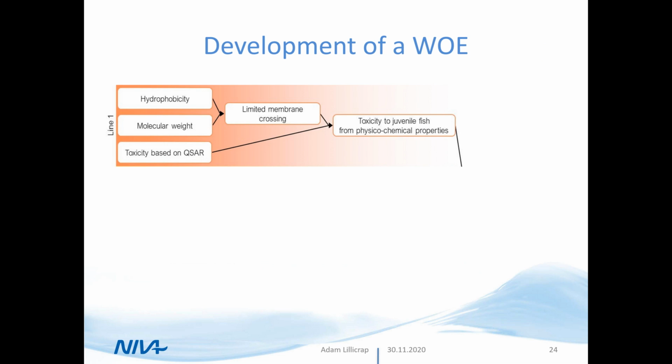The third line is where we used other taxa, and I'll explain a little bit more about that. And the fourth line is obviously where we have fish embryo toxicity data. And all of these lines put together should be able to predict the acute fish toxicity.